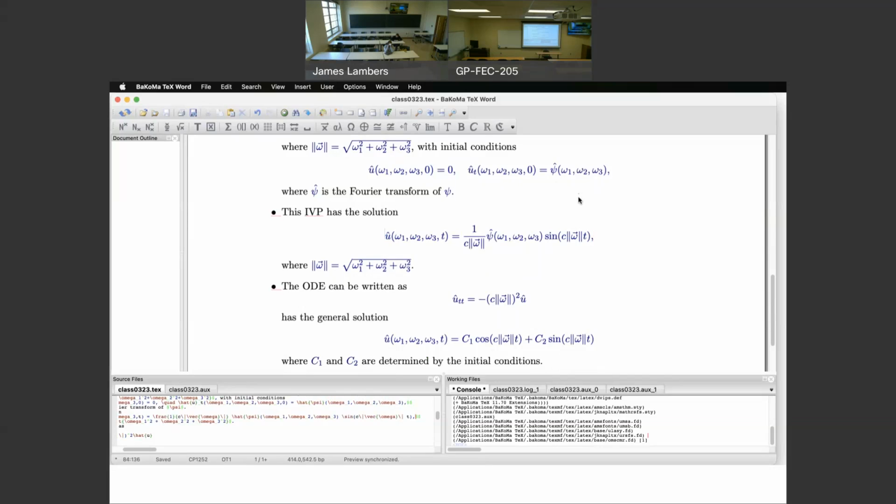Or at least that's the Fourier transform of our solution. We still have to take the inverse transform.